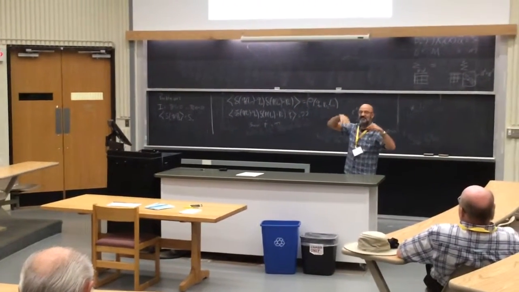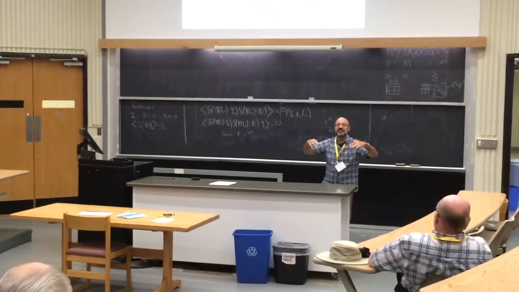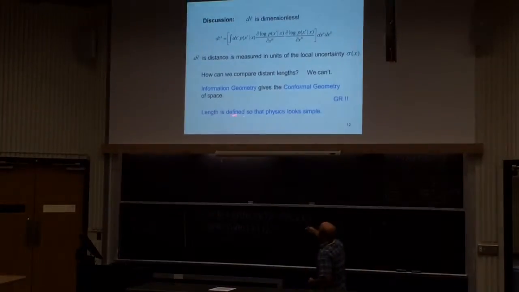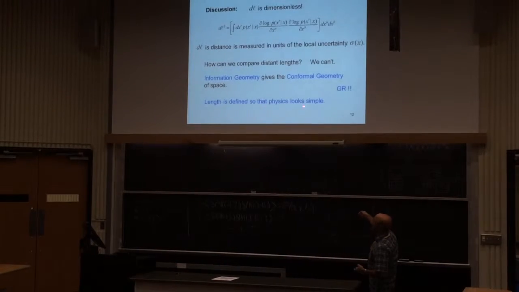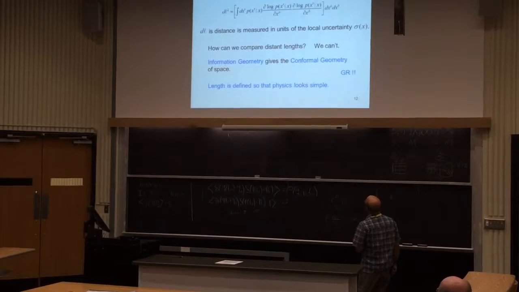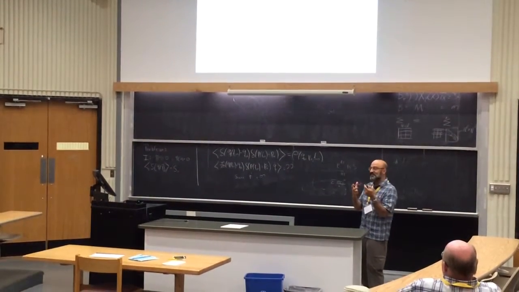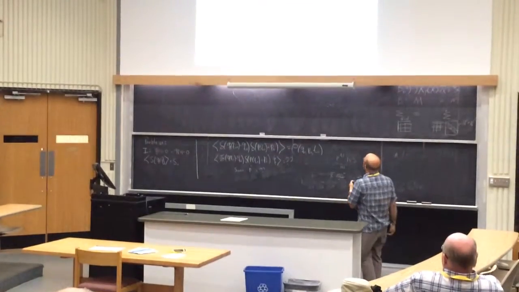That's the condition that is used in general relativity to fix what those scales are so that you generate a space-time. So, length is defined. Length, just like time, is defined so that physics looks simple. It's up to us post-Neanderthal conglomerates of neurons to come up with conventions that make things look nice.